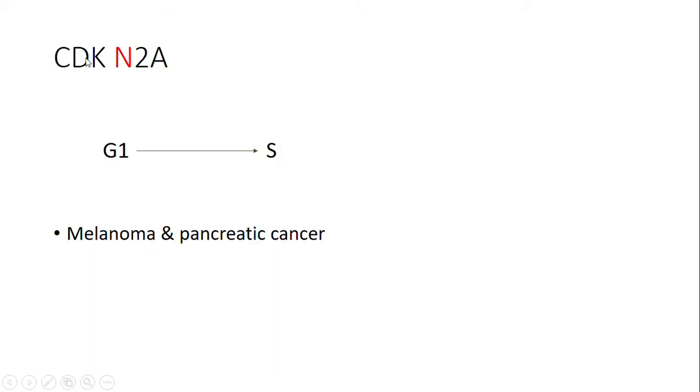Let's move to cyclin-dependent kinase inhibitor 2A. This will form P16, which will inhibit the cyclin-dependent kinases, which are important for the progression from G1 to the S phase. A mutation in cyclin-dependent kinase inhibitor 2A is associated with melanomas and breast cancer.